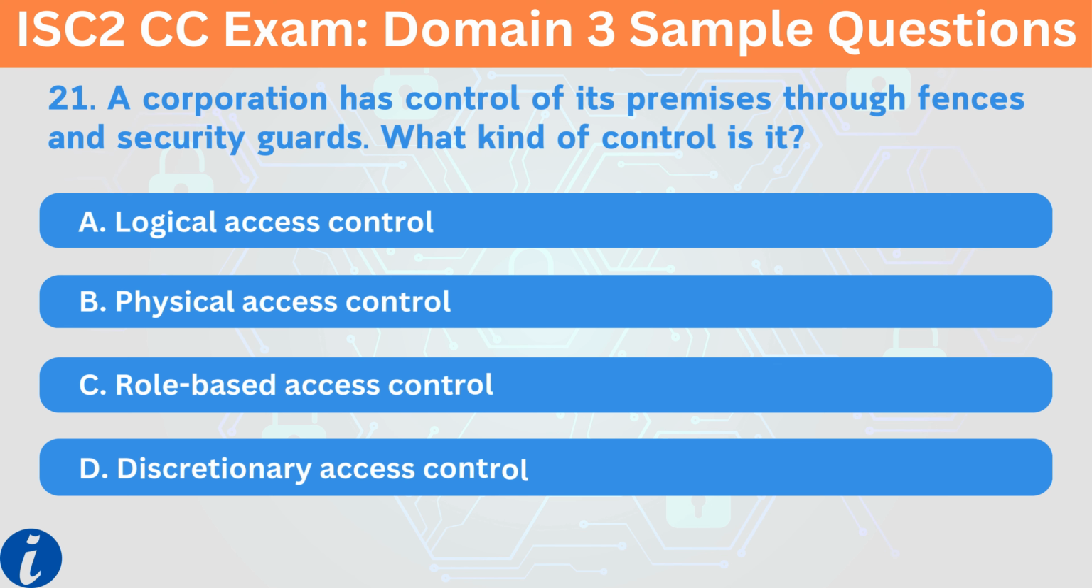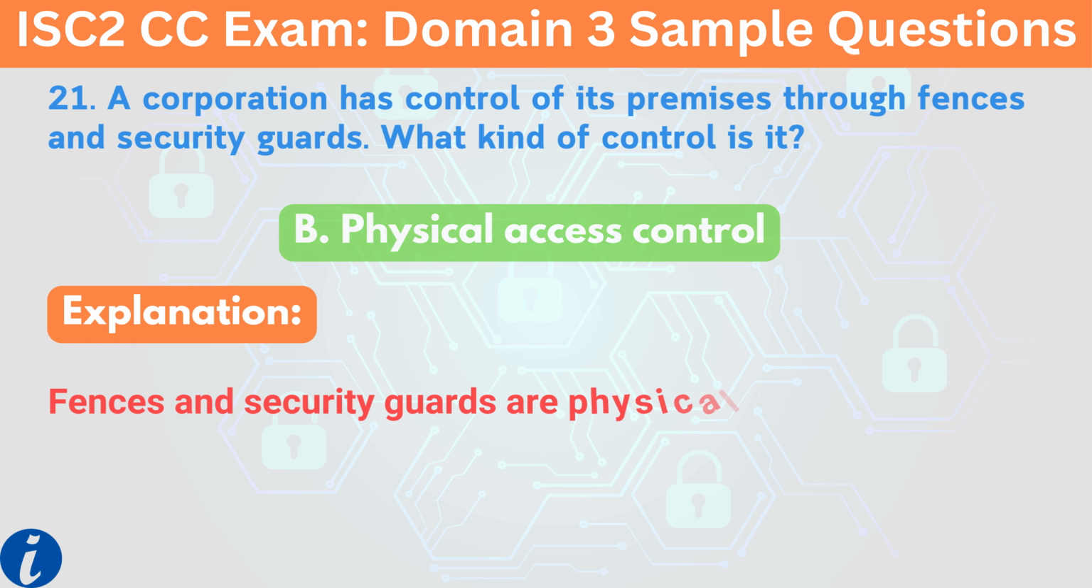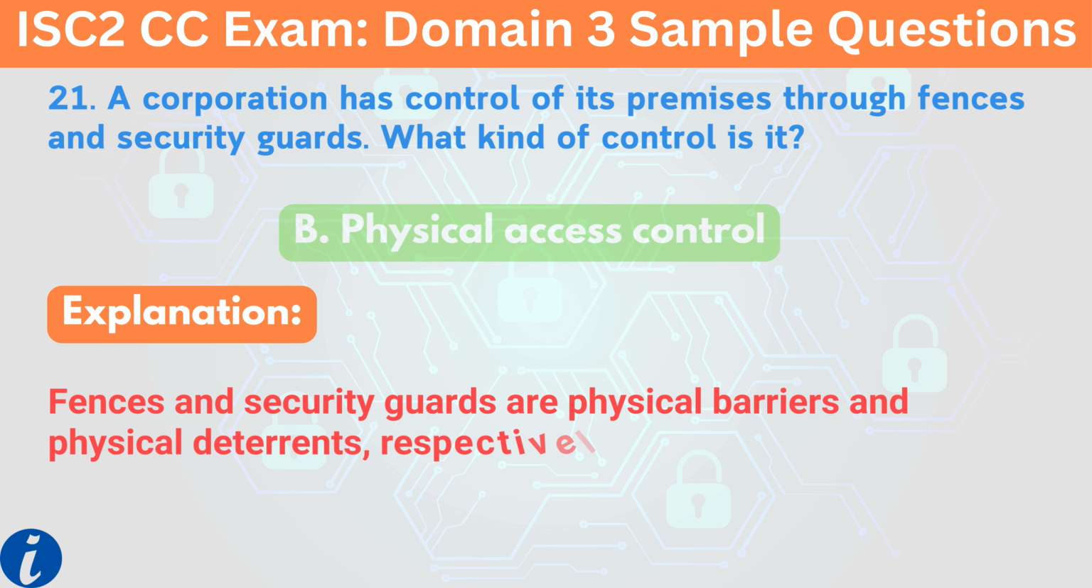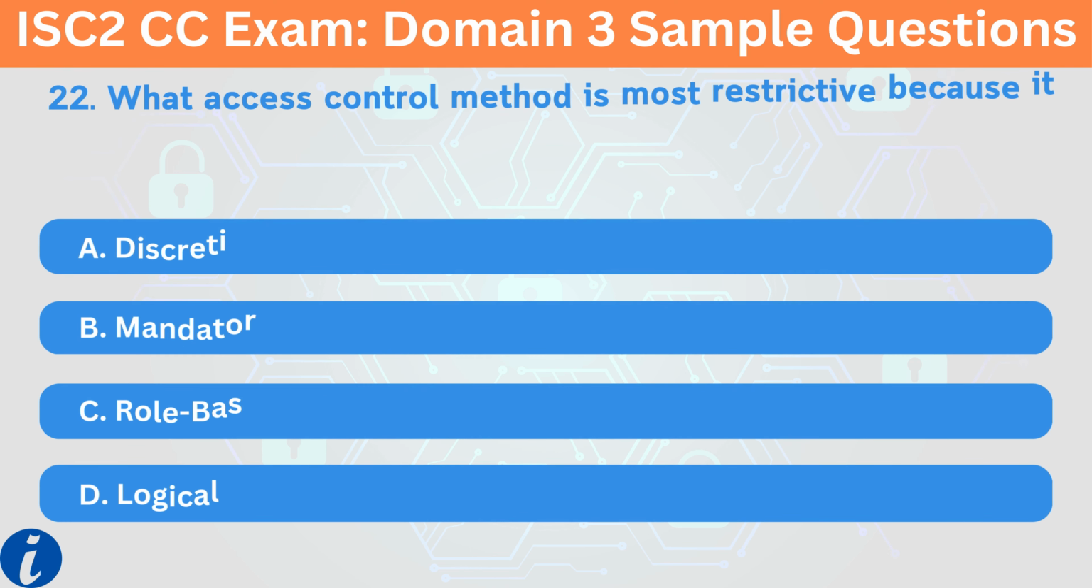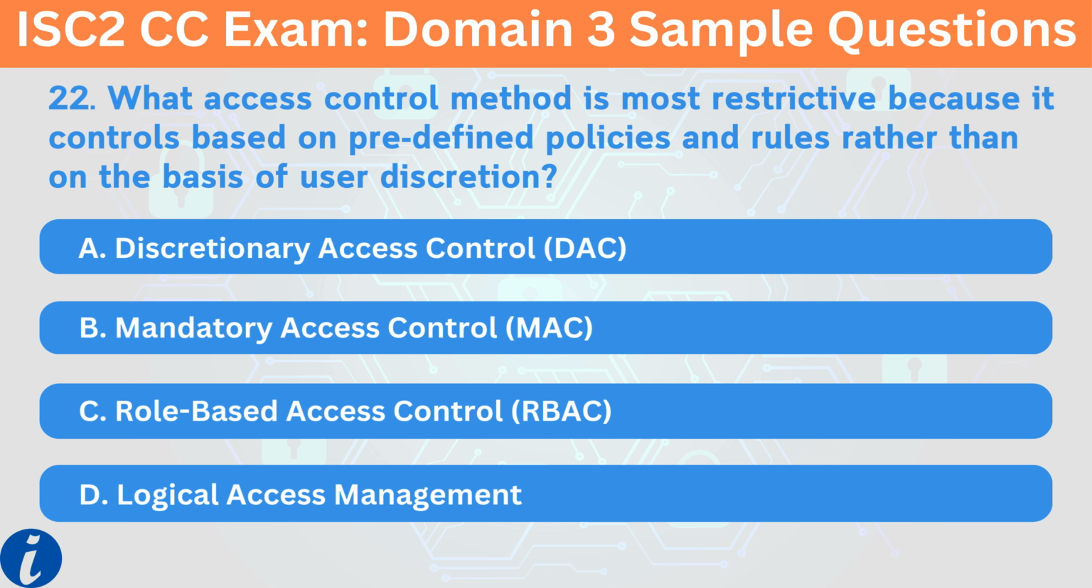21. A corporation has control of its premises through fences and security guards. What kind of control is it? A. Logical access control. B. Physical access control. C. Role-based access control. D. Discretionary access control. The correct answer is B. Physical access control. Explanation. Fences and security guards are physical barriers and physical deterrents, respectively, to restrict unauthorized access to facilities.